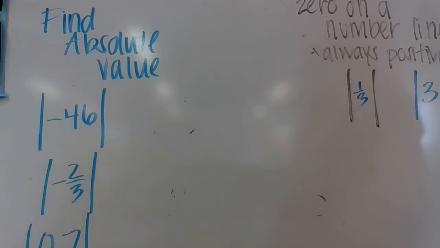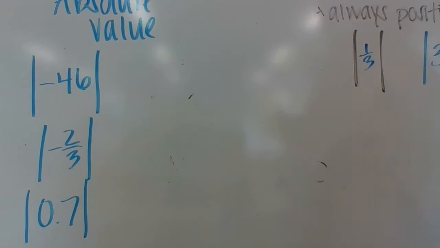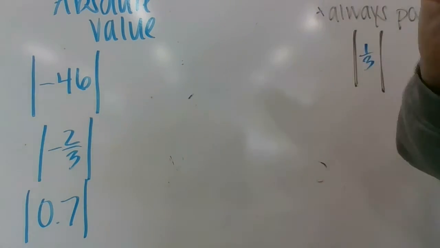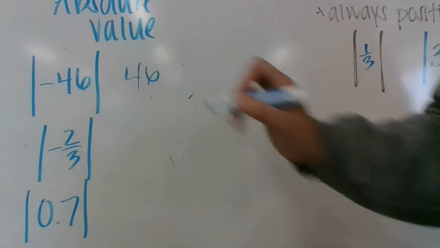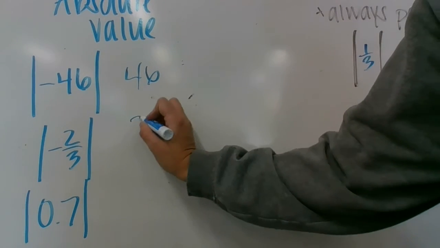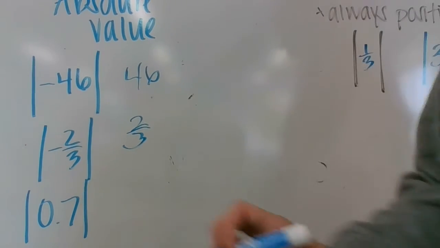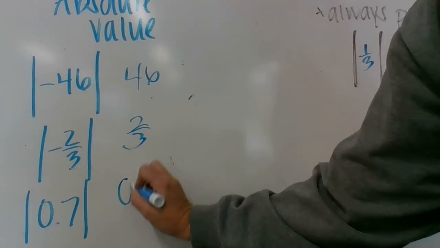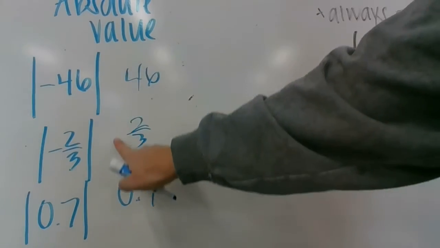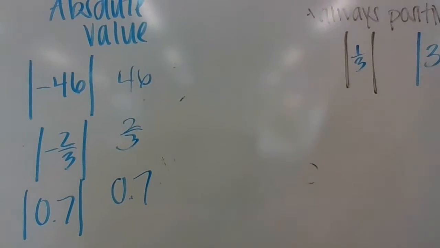Let's take a look at a couple examples over here. So finding the absolute value of these ones, we can find the absolute value of whole numbers, of fractions, and of decimals. The absolute value of -46 is simply 46. That's how far away is from zero. The absolute value of -2/3 is simply 2/3. How far away is from zero? The absolute value of 0.7, how far away is from zero? It's simply 0.7 or 7/10. So in these ones, notice we do not have any signs on the front. However, we're thinking about how far away they are from zero.